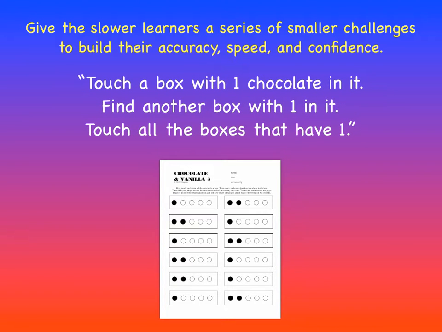Okay, touch a box with 1 chocolate in it. Good. Find another box with 1 in it. Keep looking. Touch all the boxes that have 1. Can you find them all? While they're doing this, they're also noticing the not 1 amounts.